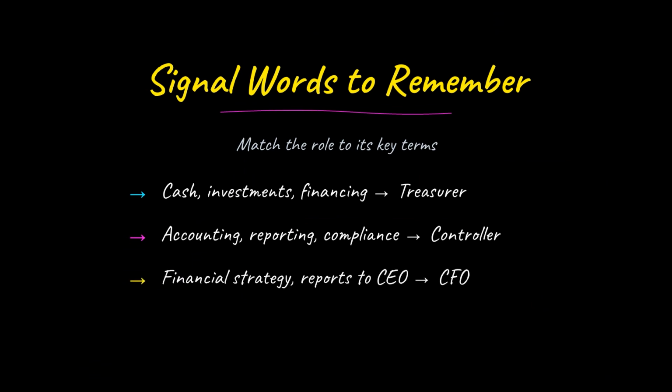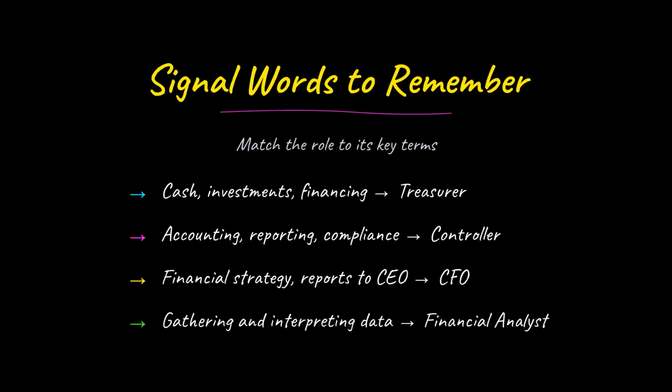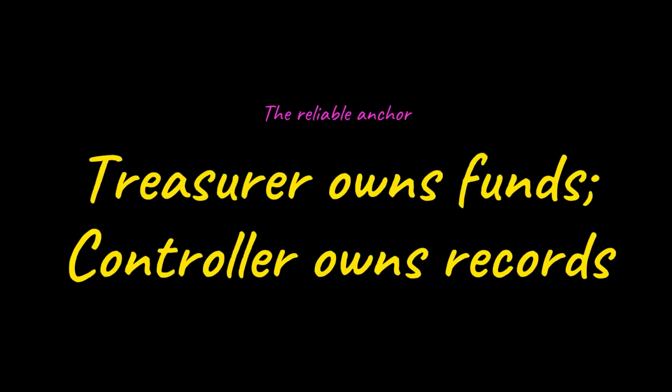Overseeing financial strategy and reporting to the CEO points to the CFO. Supporting decisions with financial data points to a financial analyst. The simplest way to keep them straight: the Treasurer deals in funds and the Controller deals in records. Both report up to the CFO, who sets the strategy for the entire finance function.